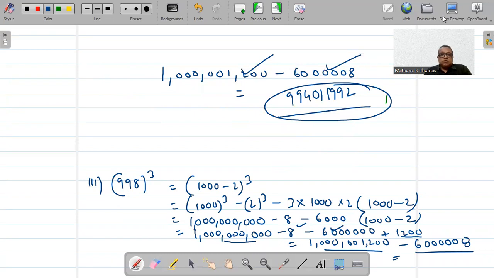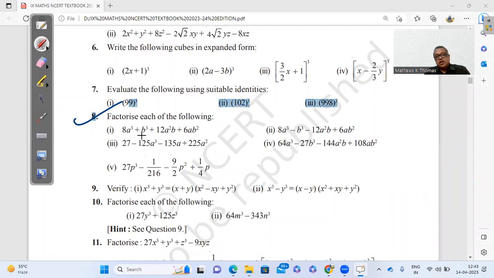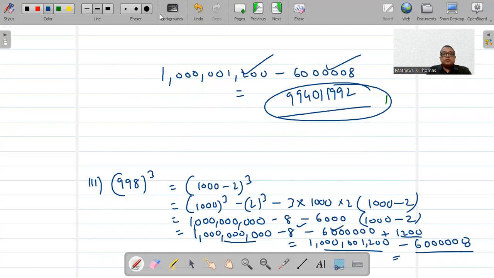So let's see what is next now. Question number 8, factorize. Okay, factorize, we'll see that is 8a cube plus b cube plus 12a square b plus 6ab cube. Now this is factorize, not expand. This was expansion. Now we are going reverse. So let me show you how to do this.